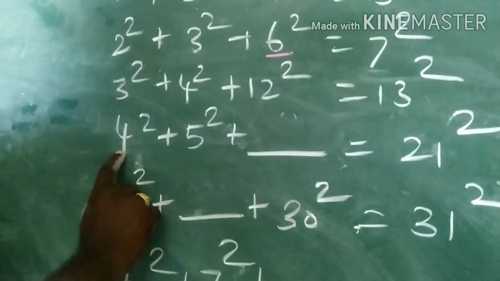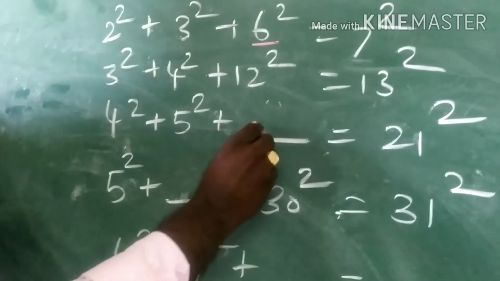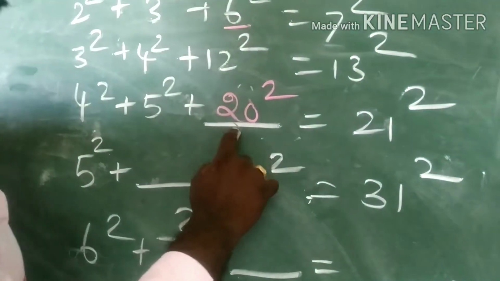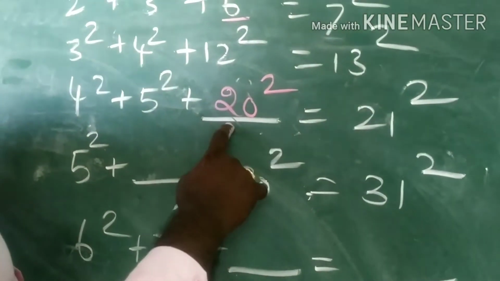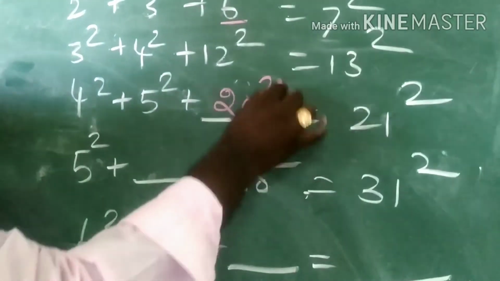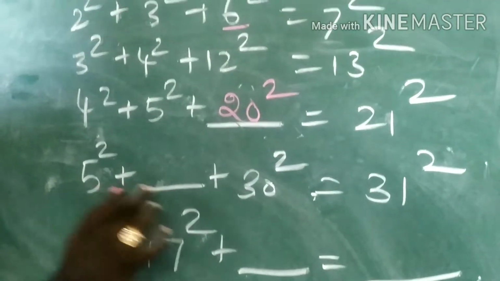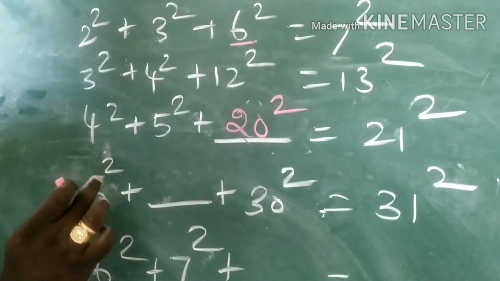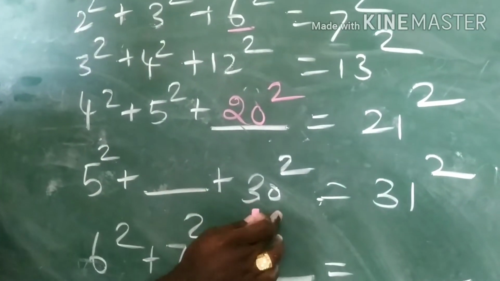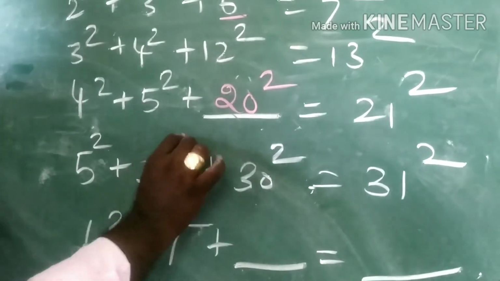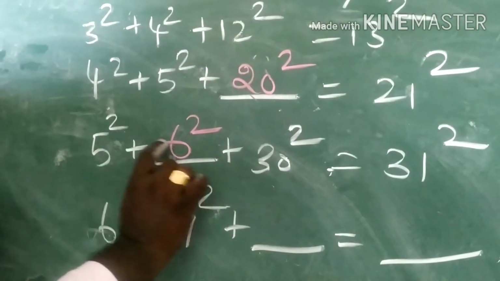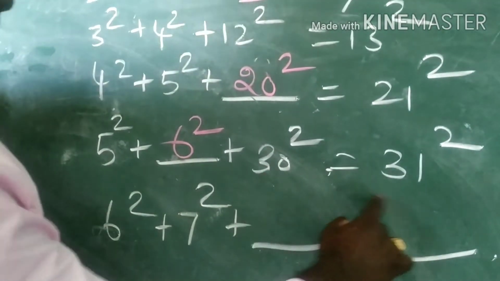So 4 5s are 20. You put it as 20 square, and adding 1 to the 20, we get 21 square. This is the answer. Then 5, 30. Which one is missing? Which number multiplied with 5 gives 30? It should be 6, so 6 square should exist here. So 5 6s are 30, and 30 plus 1 becomes 31 square.